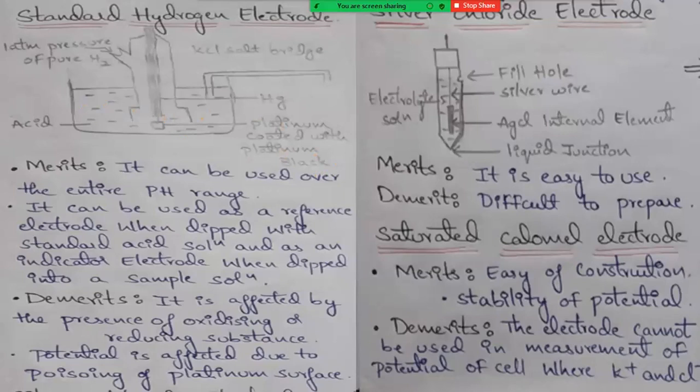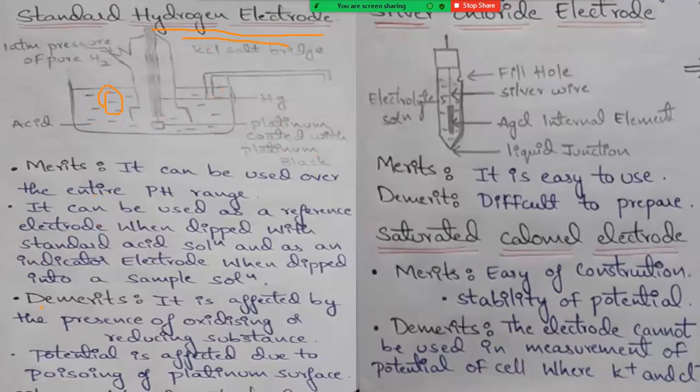If you are using saturated solutions or one normal solution, then this hydrogen electrode is acting as a reference electrode. If you are using an unknown solution, where we don't know the exact normality or molality of that particular sample, then it is called an indicator electrode. It is acting as an indicator electrode, right?